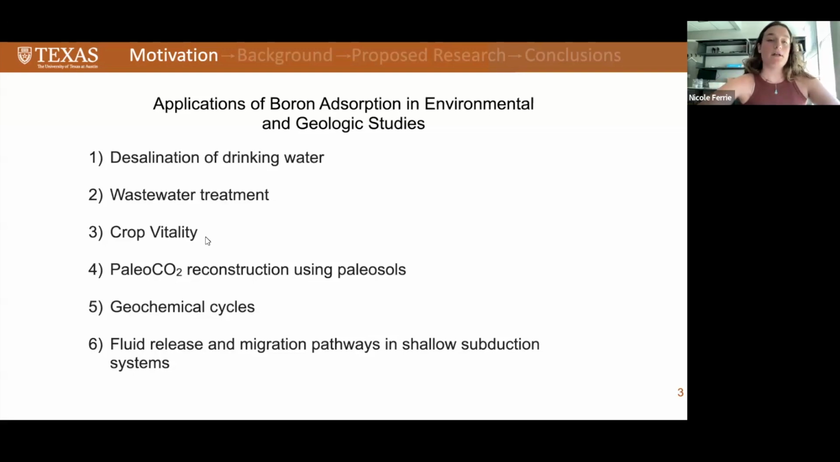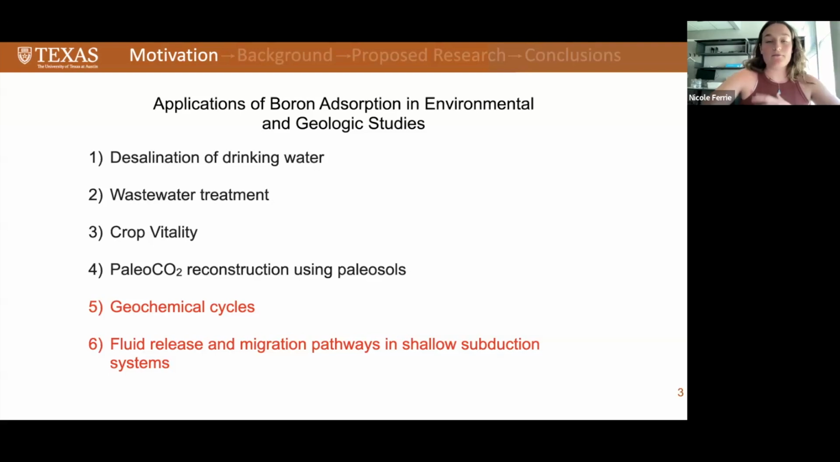Additionally, boron can help us improve paleo-CO2 reconstruction using paleosols. That is one part of my research, but I'm not going to talk about that as much today. What I'm mostly going to be talking about is how boron adsorption onto clays can help us better understand geochemical cycles and fluid release and migration pathways in shallow subduction systems.